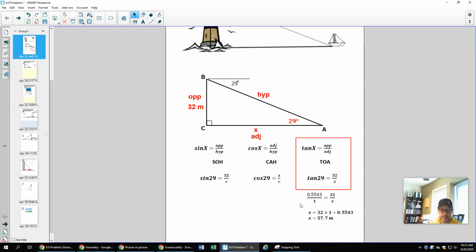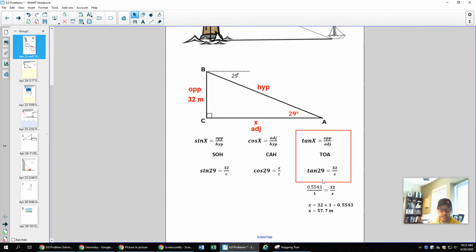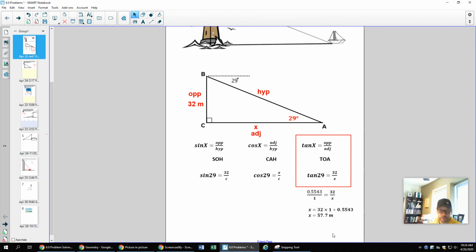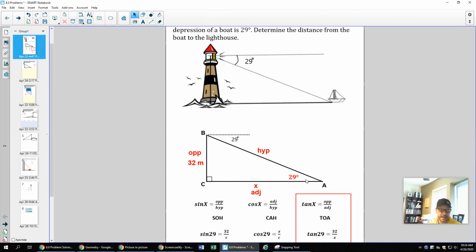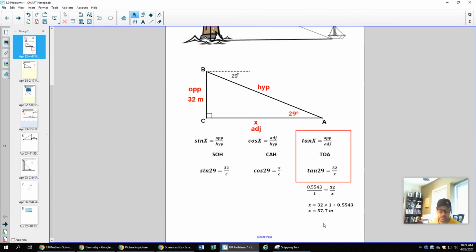The next thing I do to solve my problem is change tan 29 into a decimal, and then I just cross multiply. 32 times 1 divided by 0.5543, and then I find X is 57.7. I don't know if it's set to solve to the nearest tenth or nearest meter, so I have to go back and check what it says. It didn't say anything. On your assignments, we usually talk about rounding things off to one decimal, or rounding things off to the nearest whole number.